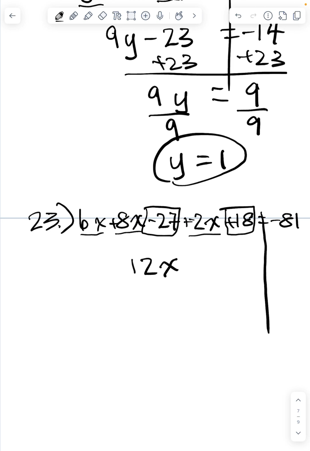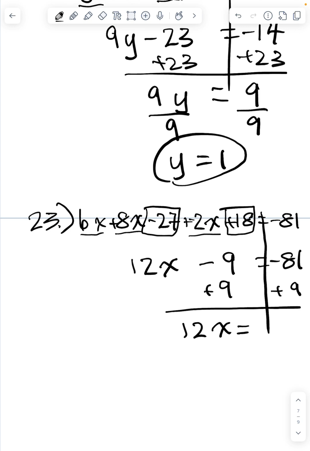And then negative 27 and positive 18, signs are different, so find the difference. Keep the sign of the bigger one. So it's a minus 9 equals negative 81. Let's add 9 on both sides. We end up with 12x equals, again, signs are different. Find the difference. And then keep the sign of the bigger one. So this is going to be negative 72. Divide both sides by 12. x equals negative 6.